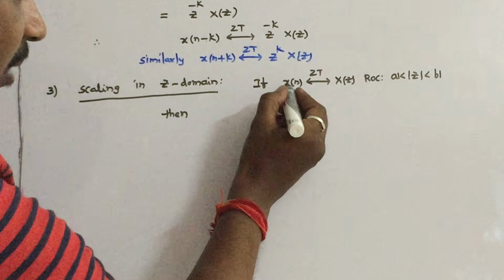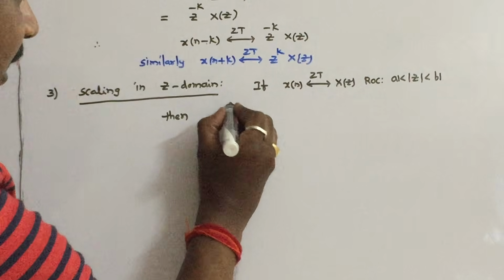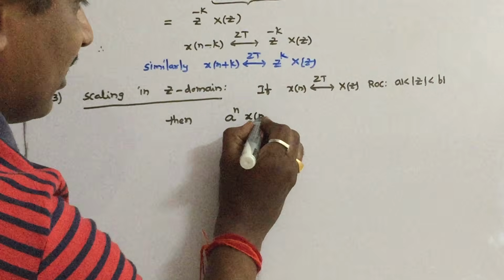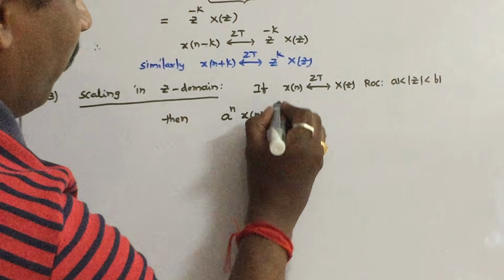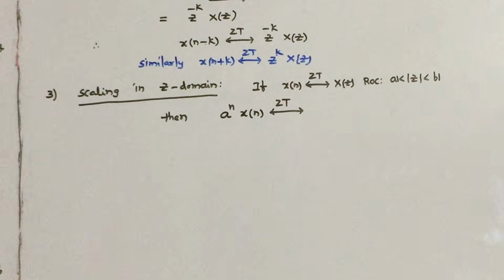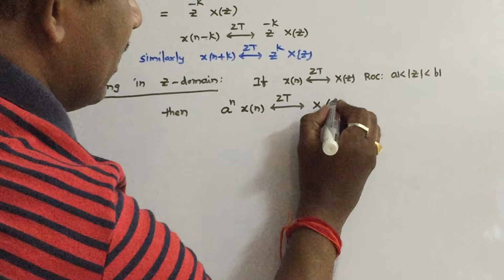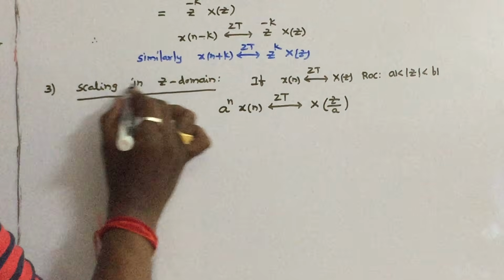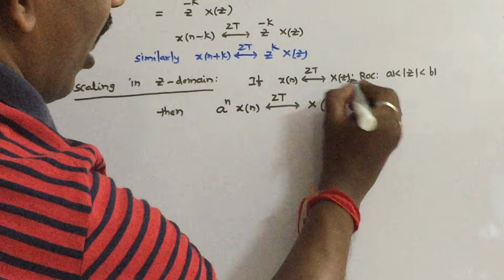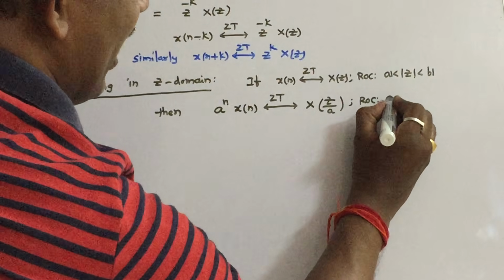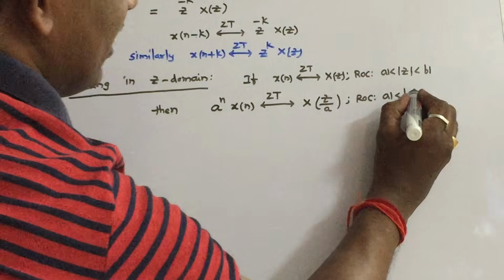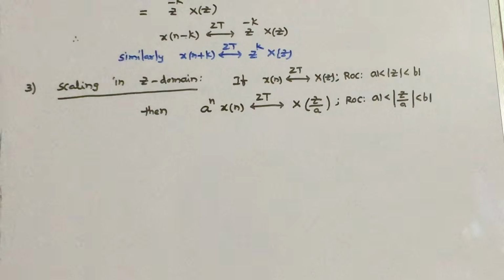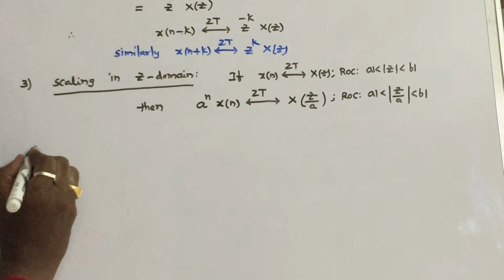So because we are multiplying x of n with exponential sequence, a power n into x of n, Z transform is X of z by a, because it is coming out of z by a, so that's why it is called as scaling in z domain property. So the ROC we have to write it as a1 less than, so z is replaced by mod z by a, less than b1. So this is the property we have to prove.